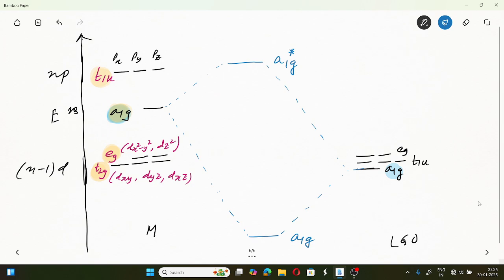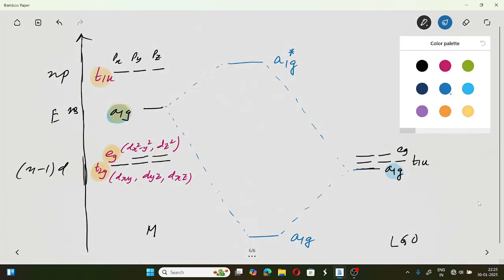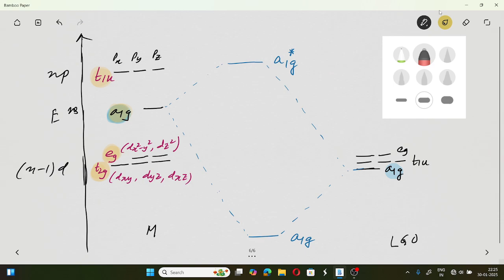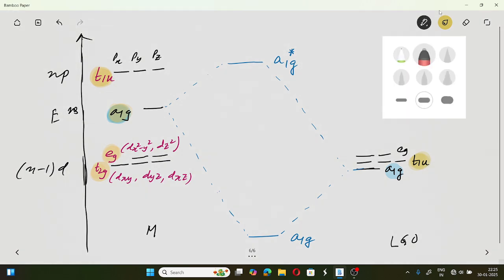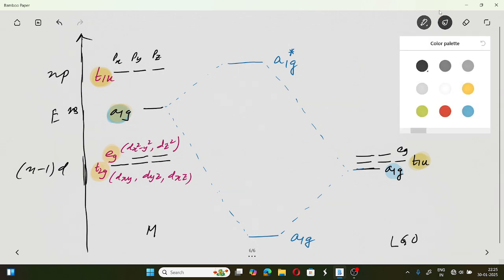Okay, next the T1U. If you look at these T1U orbitals, this T1U orbital will combine with this T1U, isn't it? To form a BMO and an ABMO.